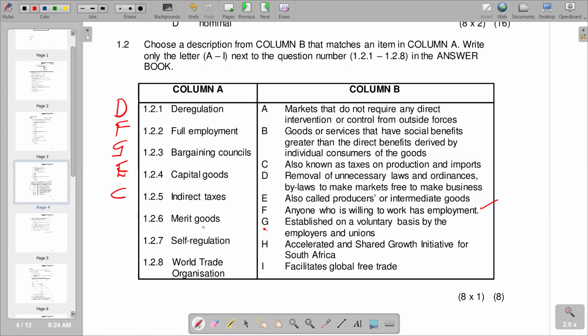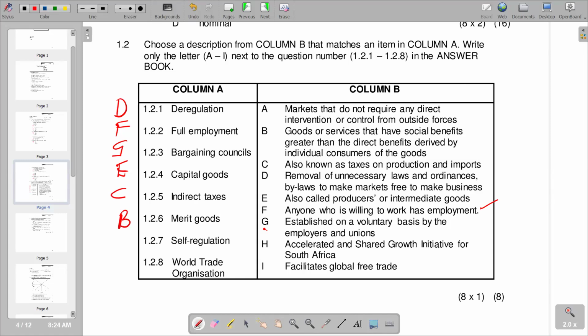Then D, merit goods. Merit goods, they are goods that are beneficial to the society as a whole. So we look at the explanation that we are using there, and we see that if you go to B, goods or services that have social benefits greater than the direct benefits derived by individual consumers of the goods. So we've got B, that's the correct response.